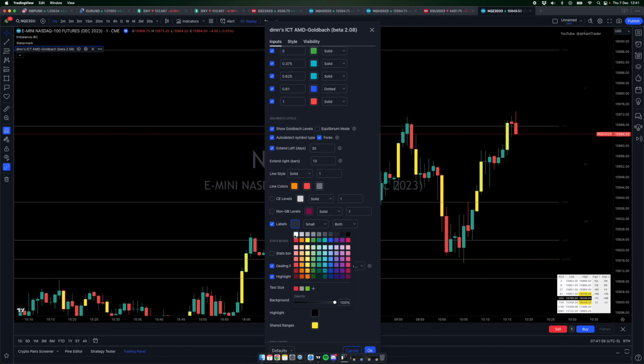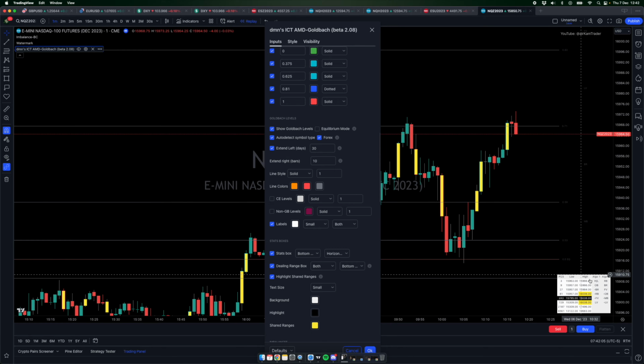I'm going to change my labels to white. I'm going to produce a stats box. This dealing range box I'm going to remove because I just need more screen space to show you what I'm doing. So I'm going to remove the dealing range box. Okay.